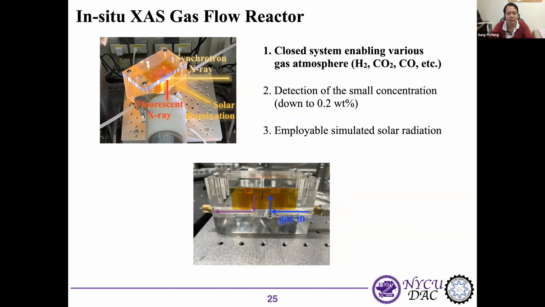The bottom one is a picture of the gas flow reactor. The catalyst was put on the top side of the reactor and carefully sealed with Kapton tape. And we put a filter paper under the catalyst to prevent it from dropping into the gas channel. So we can vent the gas through the gas channel. We can vent carbon dioxide, hydrogen gas, or any other gas we want to use.